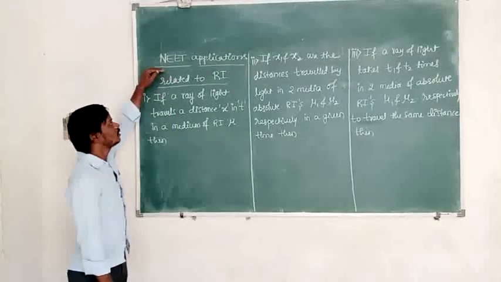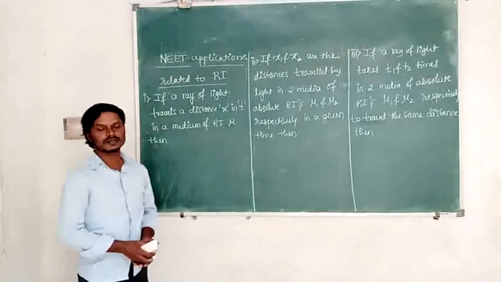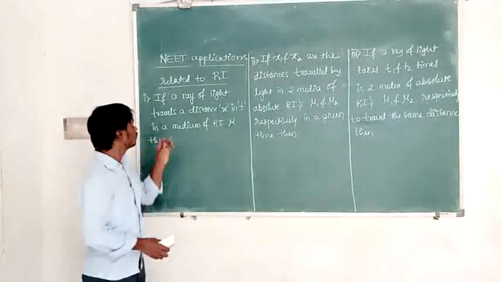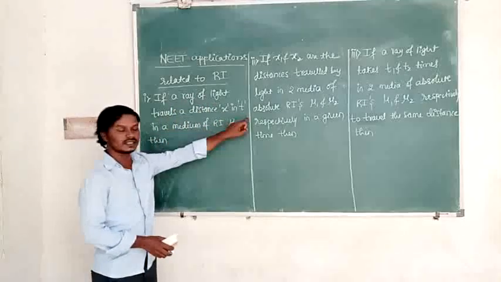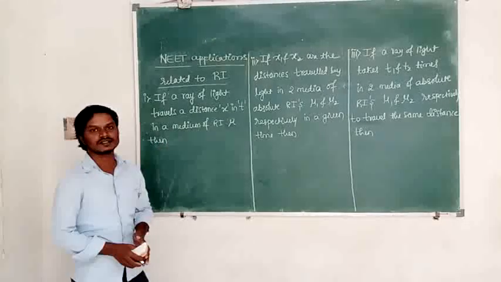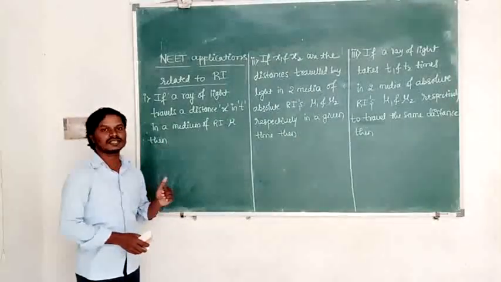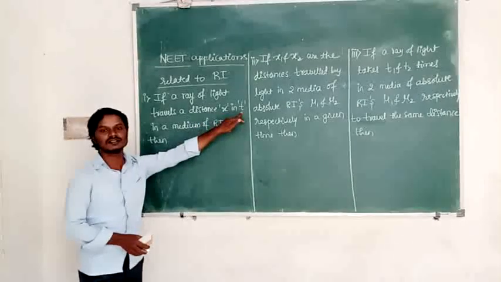Now, some neat applications related to refractive index. So, what are those neat applications here? If a ray of light travels a distance x in the time t in a medium of refractive index mu, then how much time is taken to travel the distance x in the given medium? That time taken is nothing but t.